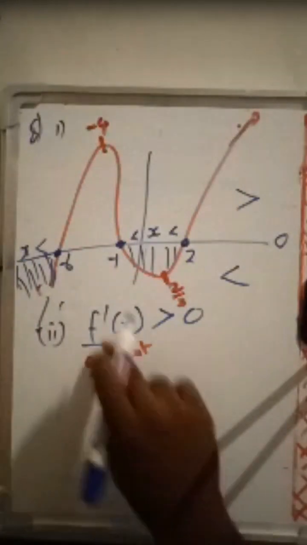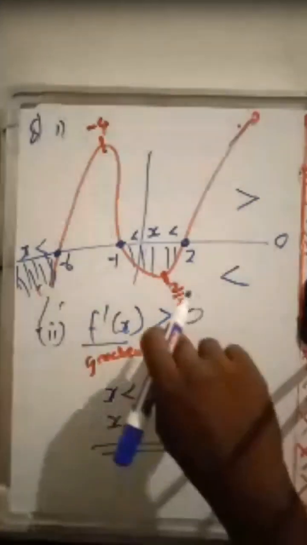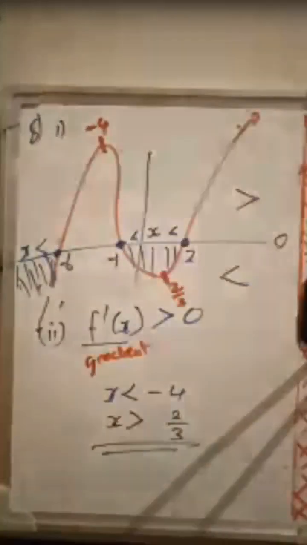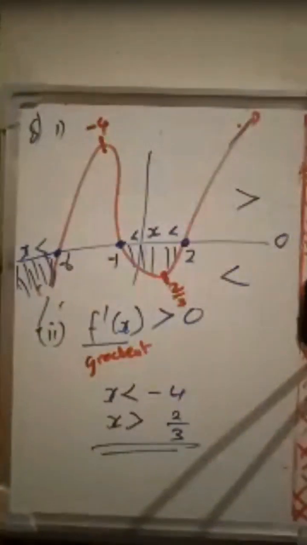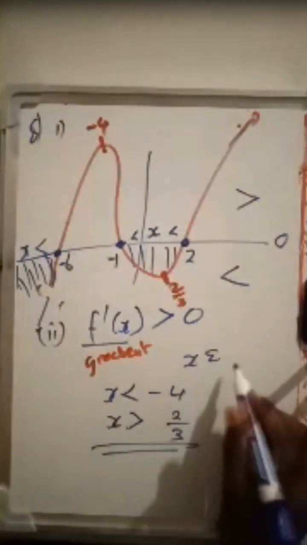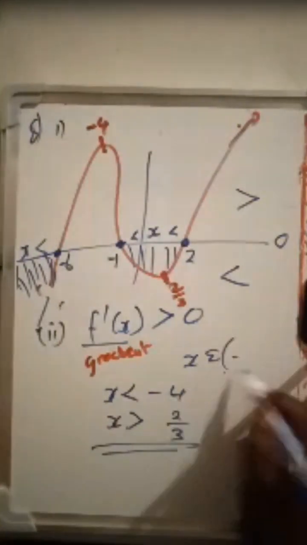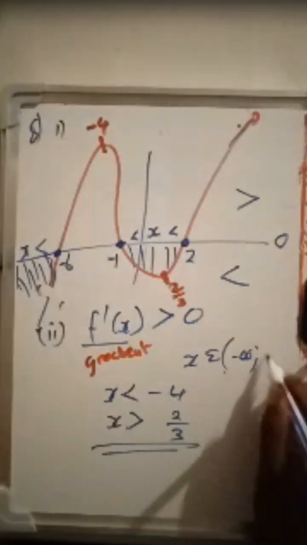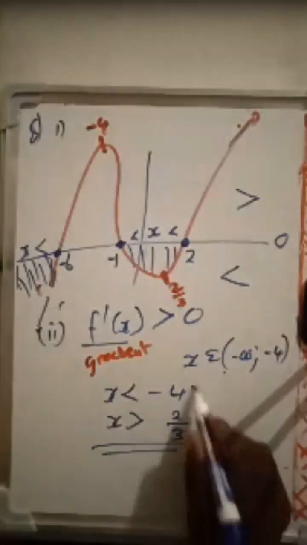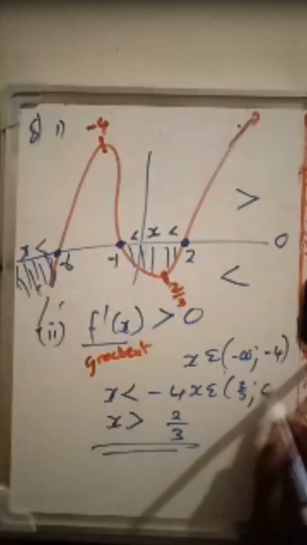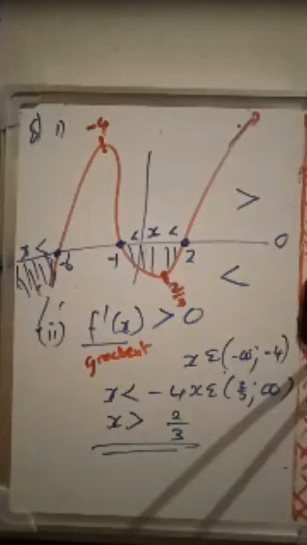In gradient here, we want the gradient to be what? Positive. So where do we have positive gradient? This one, and also there. That is positive gradient. Or if you wanted to indicate it in another notation, x is an element from negative infinity up to -4, which is not included, and also x is an element from 2 over 3 up to positive infinity. Like that. So that is another notation of indicating it.